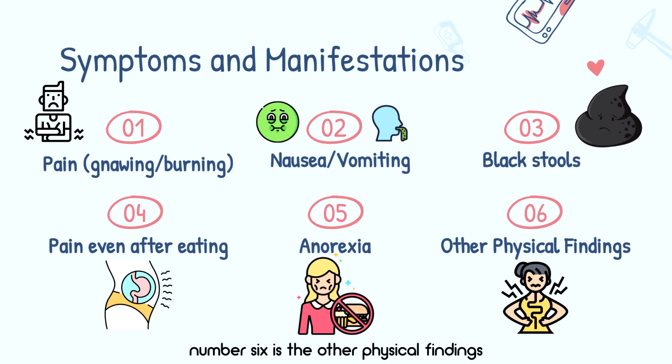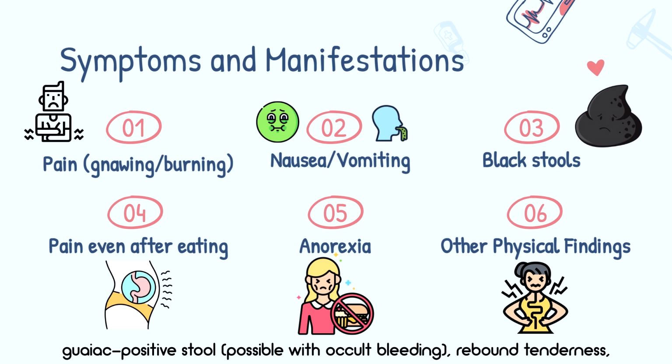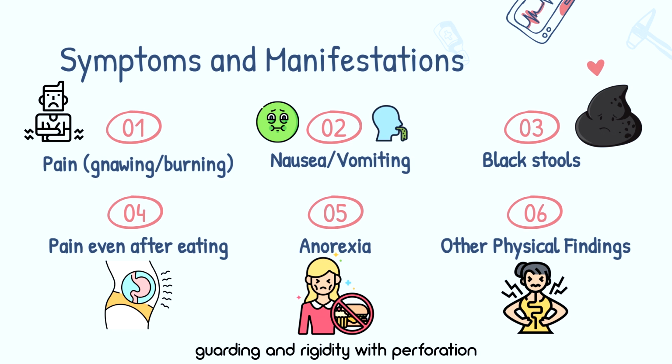And number 6, other findings can include pallor, epigastric tenderness, hyperactive bowel sounds, Guaiac positive stool, meaning possible occult bleeding, rebound tenderness, guarding, and rigidity with perforation.